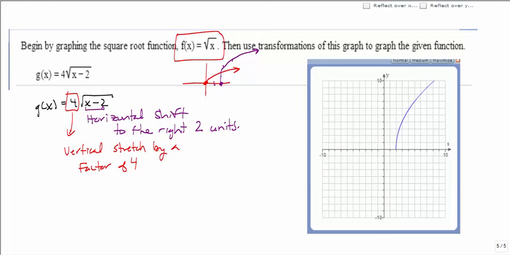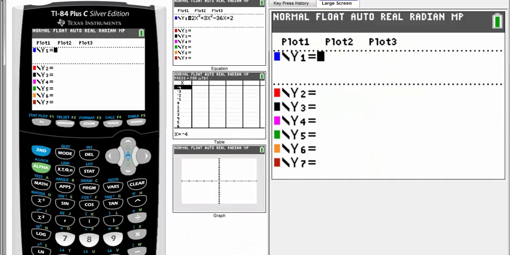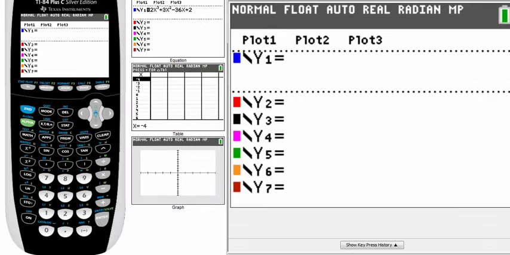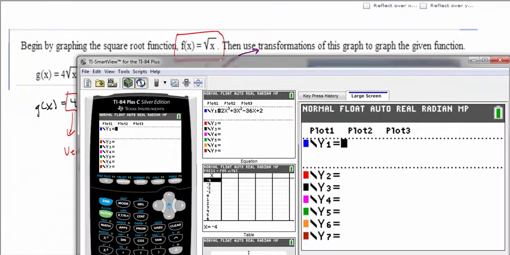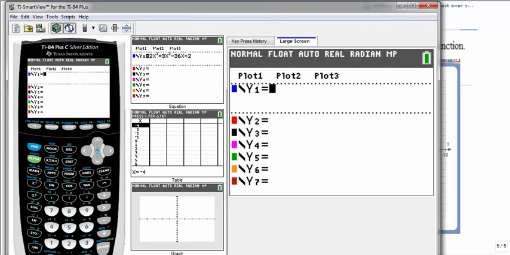So when we're graphing with our calculator, we don't need to worry about the parent function, we just really want to worry about the transformation function. So it's 4 square root x minus 2. So we could go and graph this. Part of my calculator is not showing here. There, now we can see everything.